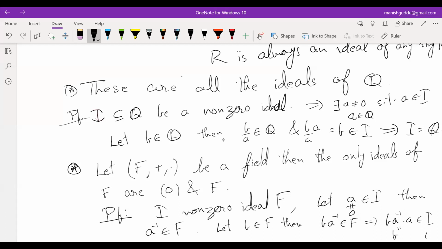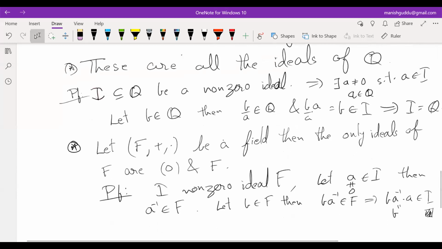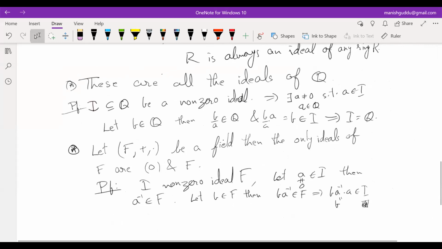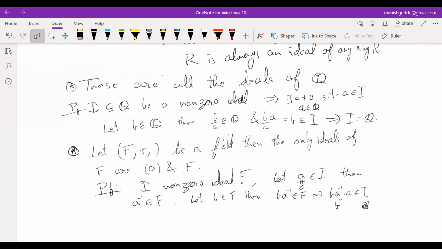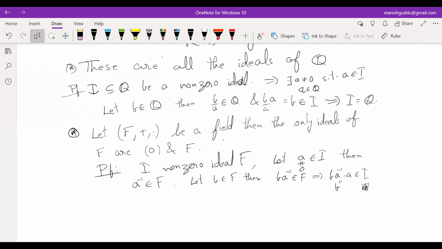So we showed that any arbitrary element of F is also in I. So the same proof works. Okay, maybe it's a good place to stop, or maybe we'll do one more example. There are 3 minutes, that's enough to do one more example of analyzing ideals.